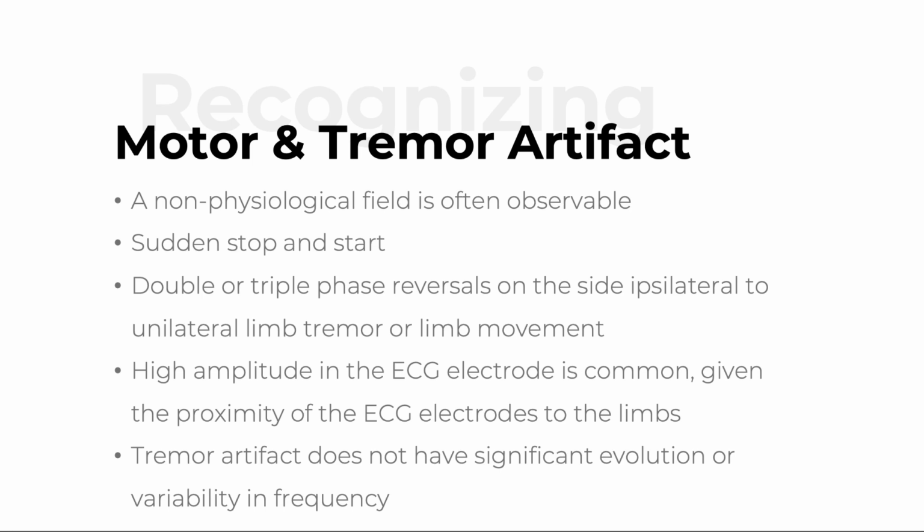So this kind of motor and tremor artifact, to bring it together, you can often see there's a non-physiologic field. Very frequently there'll be a sudden stop and start. You do often see phase reversals, as we discussed before, and you can get the bleed over effect into the ECG. And you don't see typically evolution with a tremor, and it's sort of the same kind of frequency range throughout. And it may come and go a little bit depending on how bad the tremor's affecting them or the position they're in, but it doesn't evolve in a frequency sense.